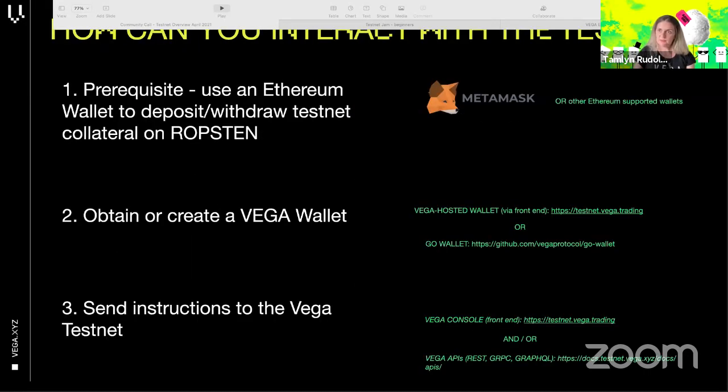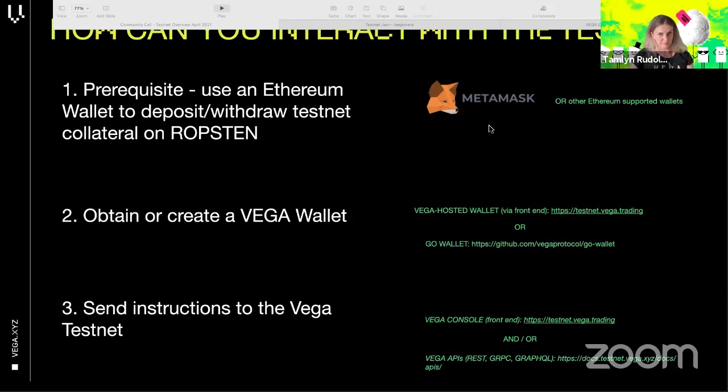So how do you interact with the Vega testnet? Well, a prerequisite is you need an Ethereum wallet. You need that to be able to deposit and withdraw testnet collateral on Ropsten. If you're getting started, I recommend using something like MetaMask or any other Ethereum supported wallet.